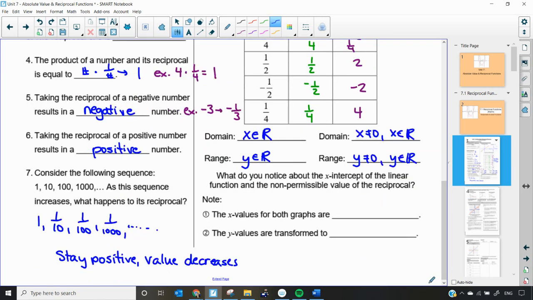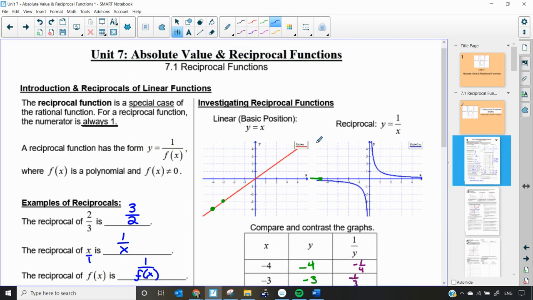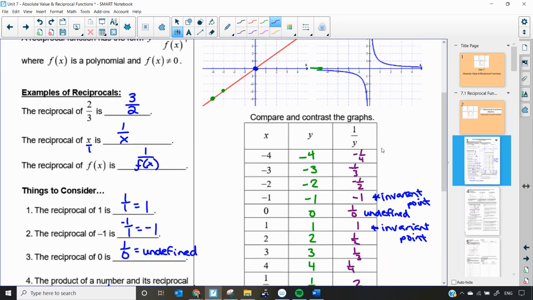So now what we want to do is take a look at the x-intercept of the linear function and the non-permissible value of the reciprocal. So if we take a look up here, our x-intercept happens at x equals 0 or y equals 0. And if we take a look at our non-permissible value, or where our graph was undefined, that happened when x equals 0 and y equals 0. So we have a non-permissible value right here, and that's where the graph is approaching but not crossing.